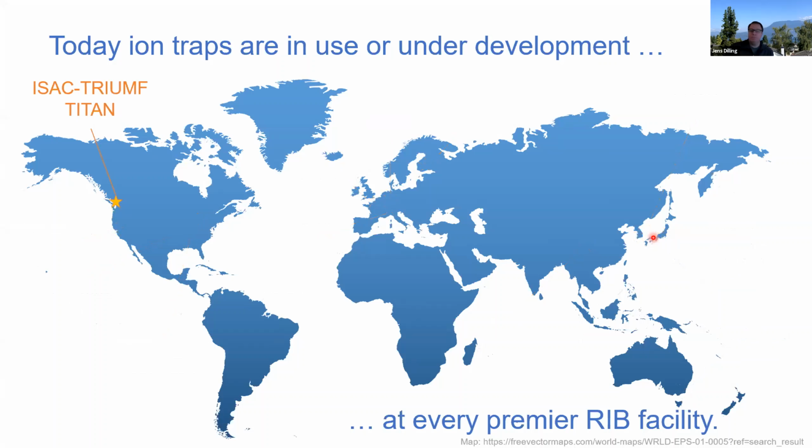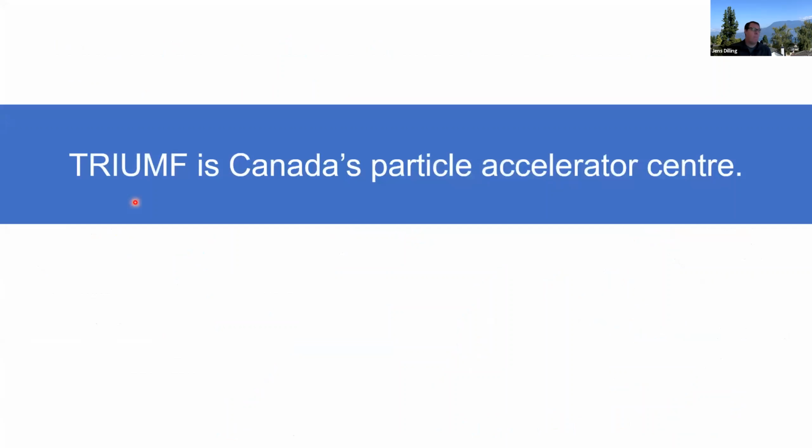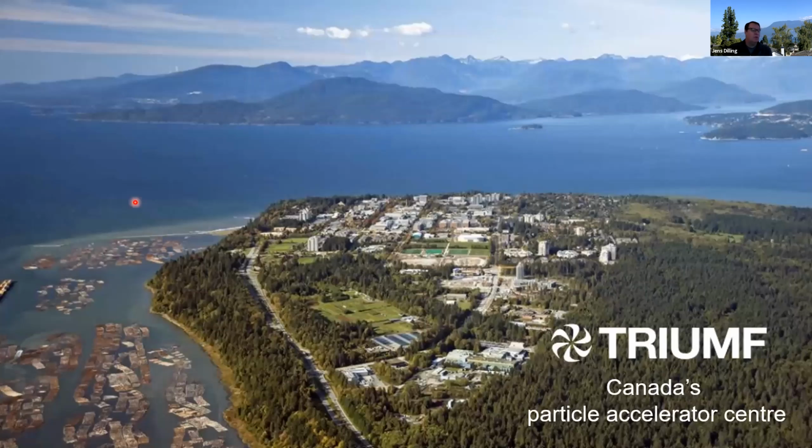So I will focus for now on the trap that I built many, many years ago at the ISAC facility at TRIUMF, and the system is called TITAN. So let's see where we get our radioactive beam from. We use TRIUMF, and TRIUMF is Canada's Particle Accelerator Centre, in a beautiful location in Vancouver, British Columbia, on the west coast of the North American continent. Here you see the university campus, and here at the bottom is the accelerator facility.